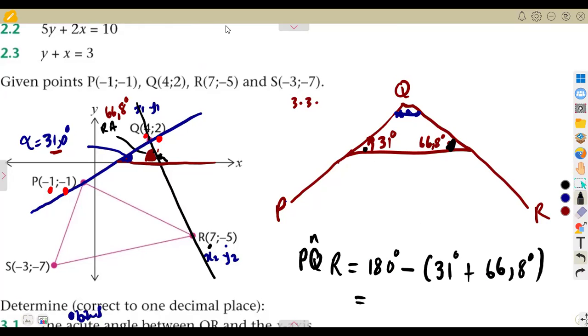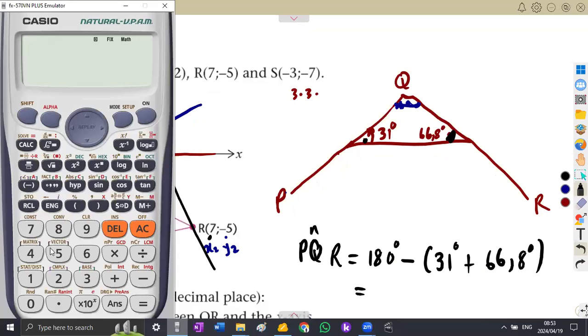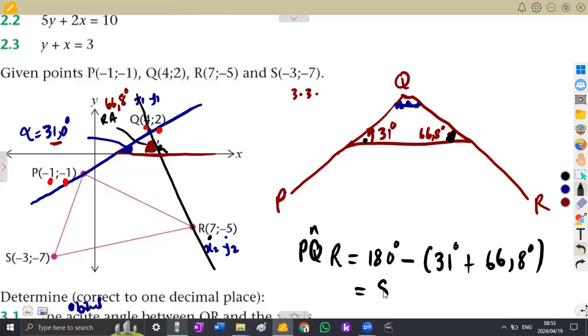You are going to now also use your geometry part. It extends to also understand the properties of your shapes. All right, so this is 180 minus 31 plus 66,8 degrees. So this was going to give us 82,2 degrees. So that was going to be our angle PQR.